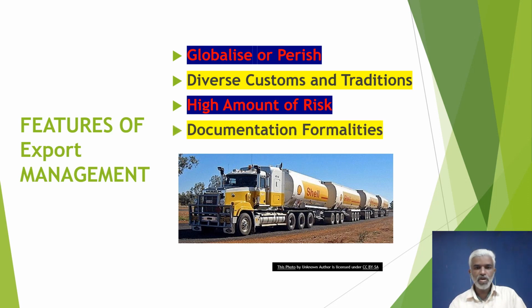And the last point in this slide is documentation formalities. Export marketing is subject to various documentation formalities. Exporters are required to submit various documents to various authorities, including the customs officer, port trust, etc. The documents include bill of lading, commercial invoice, consular invoice, and shipping bill. They have to maintain a certificate of origin, shipping bill, and so on.